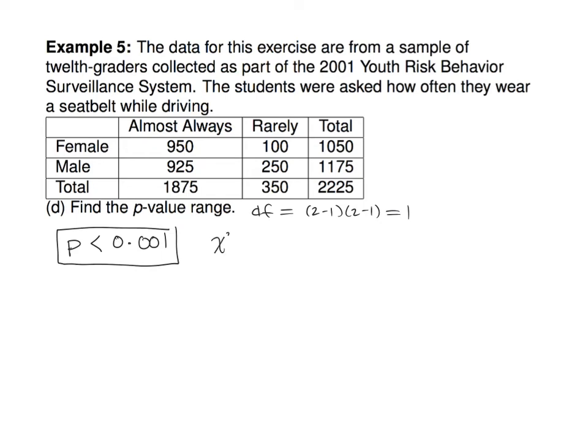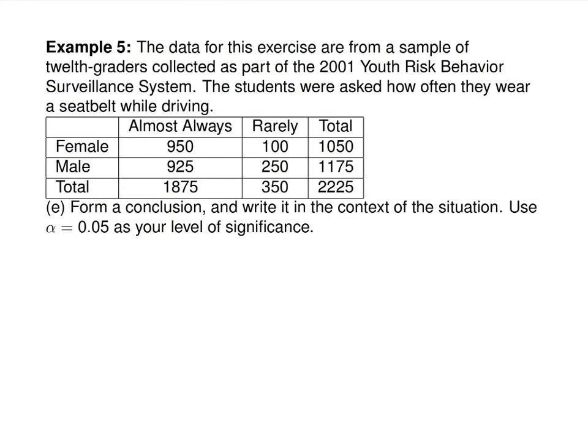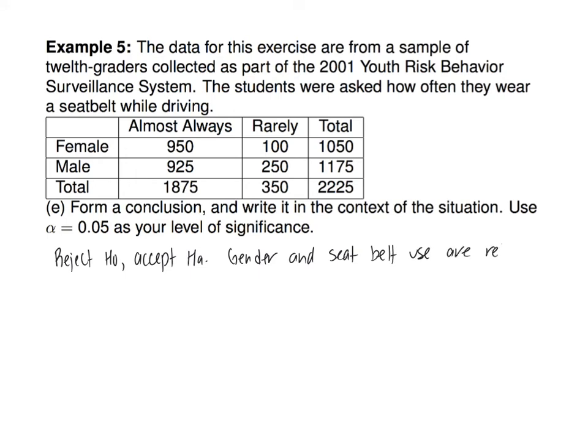And the reason is our chi-squared, which was 57.8, is bigger than that chi-squared of 10.83, which is the largest value in that row. So form a conclusion and write it in the context of this situation. So we're going to reject H naught and accept HA, and we conclude that gender and seatbelt use are related.